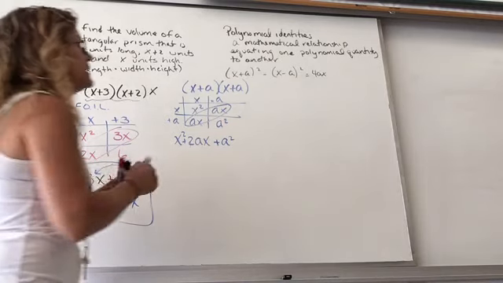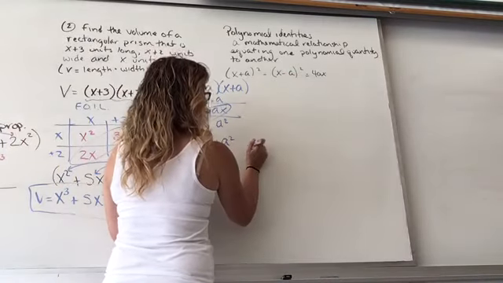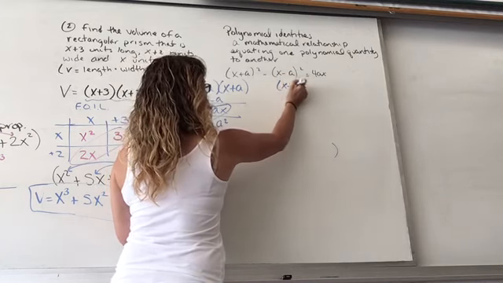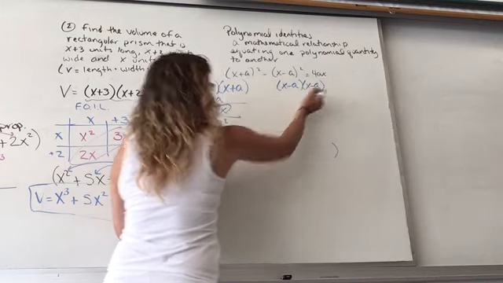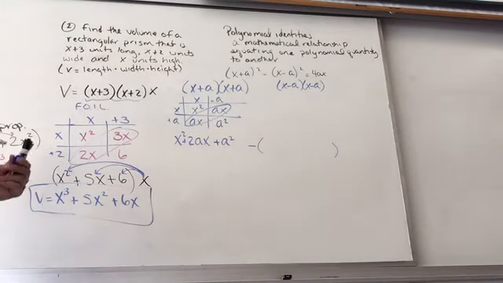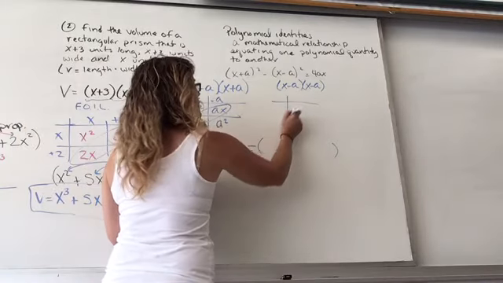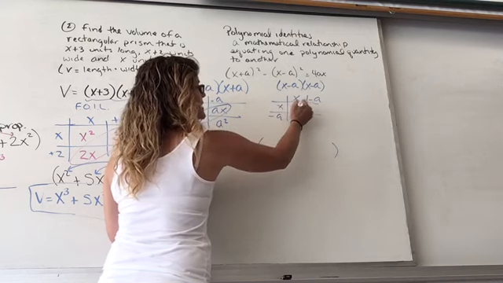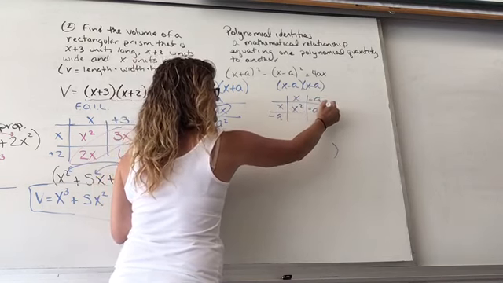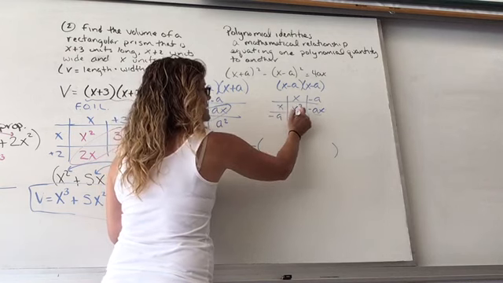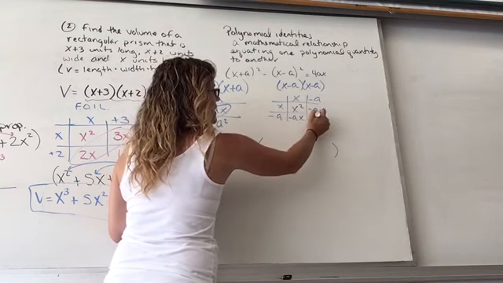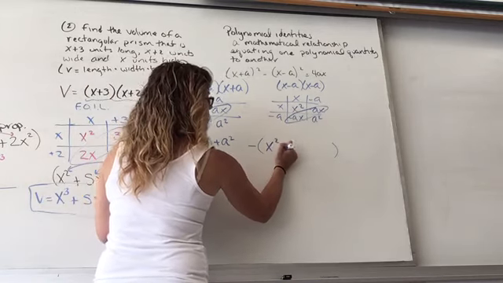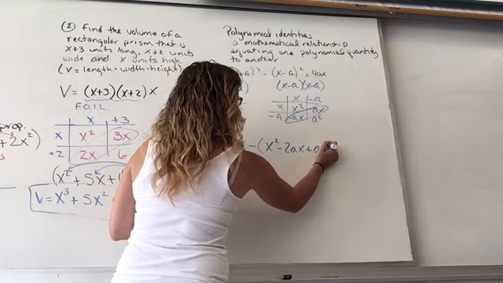Now, I need to actually FOIL this out. I know that subtraction is there. I'm going to ignore it just for a minute. I need to multiply x minus a times x minus a. So again, I'm going to use this little box method. X times x is x squared. X times negative a is negative ax. A times x is negative ax. Negative a times negative a is a positive a squared. So combine like terms: x squared minus 2ax plus a squared.